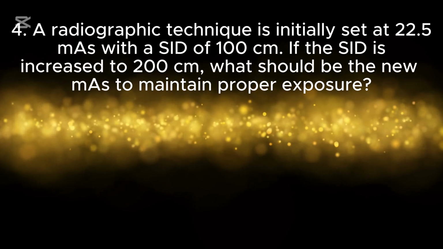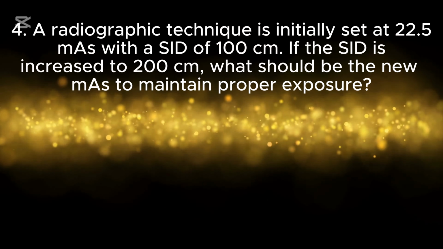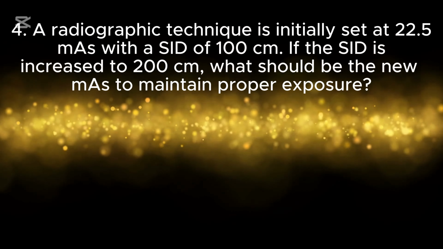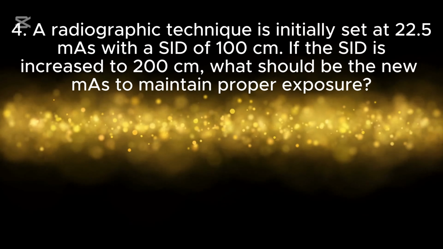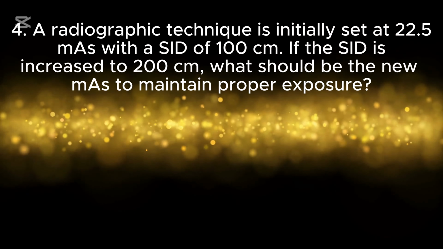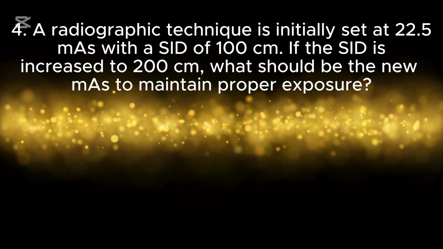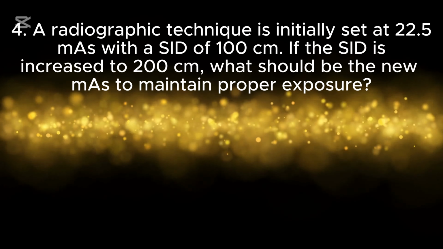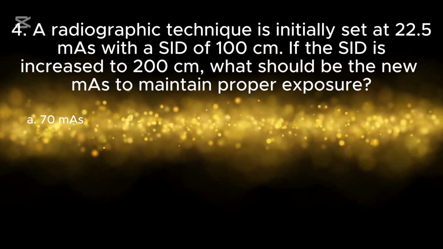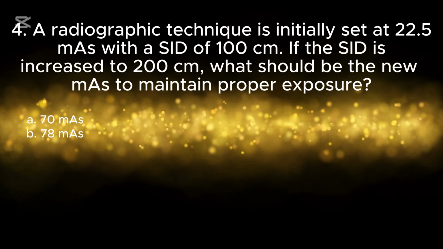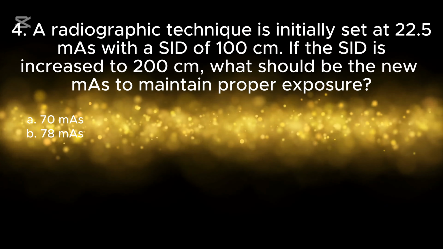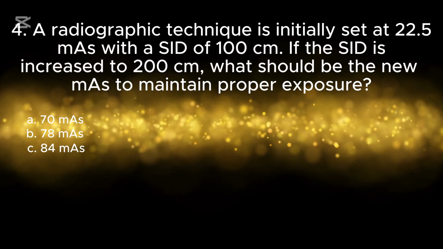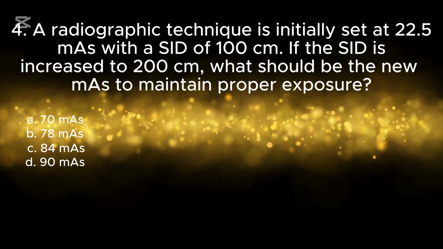4. A radiographic technique is initially set at 22.5 mAs with SID of 100 cm. If the SID is increased to 200 cm, what should be the new mAs to maintain proper exposure? A. 70 mAs. B. 78 mAs. C. 84 mAs. D. 90 mAs.